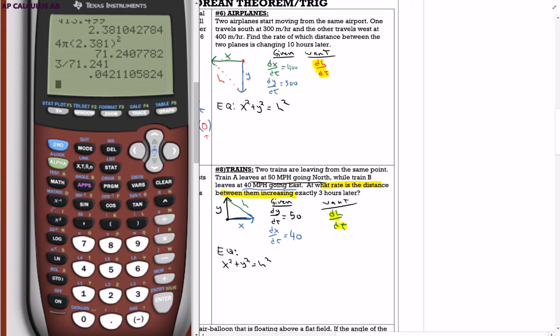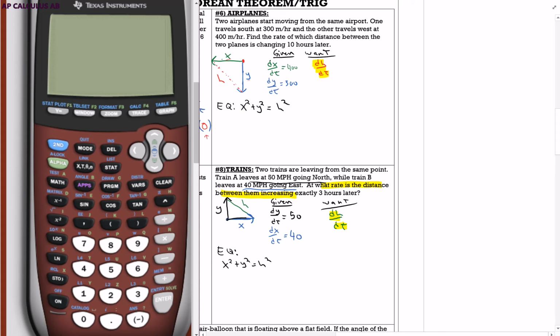We want to find the rate at which the distance between them is changing. I called it h, like hypotenuse. I probably should use d, but then you get this dd, dt, which is kind of weird, so I just use h. So we want dh dt. This is a Pythagorean Theorem problem: x squared plus y squared equals h squared.